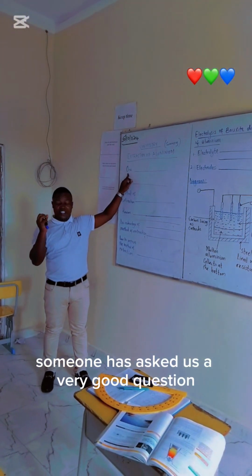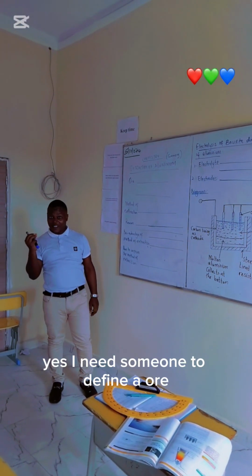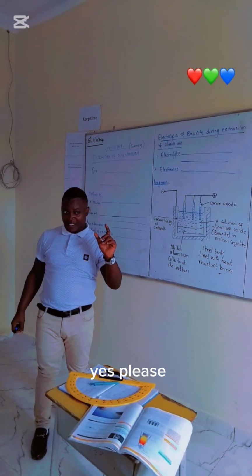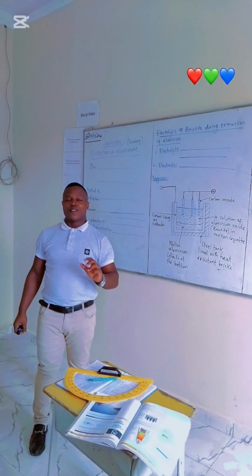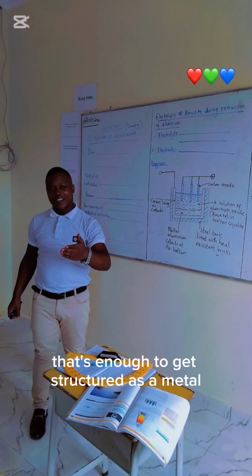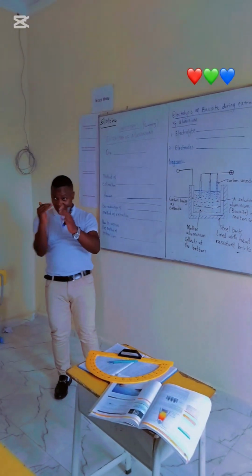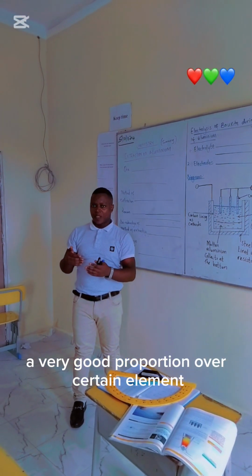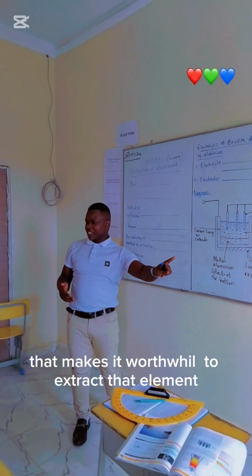Someone has asked a very good question: what is an ore? I need someone to define an ore. Yes, Claire. An ore is a rock with a enough proportion of a given element that it can be extracted as a metal. You know rocks? It has a very good proportion of a certain element that makes it worthwhile to extract that element.